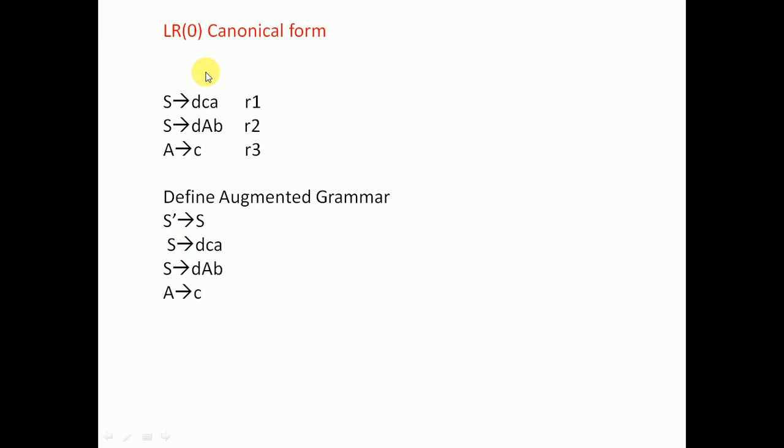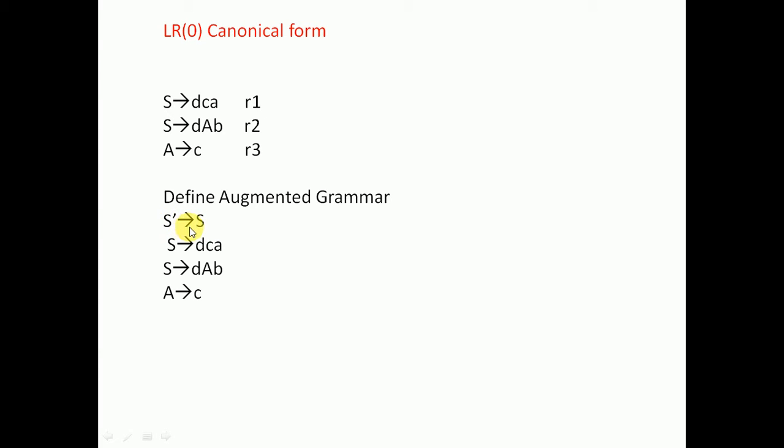So first, what is the first step? We have to do the LR0 canonical form. For that we have to define the augmented grammar. You already know what we mean by augmentation. This is bottom-up parsing, so we have to visit the start symbol also. For the sake of visiting the start symbol, we define one augmentation. Augmentation is nothing but the start symbol deriving another symbol.